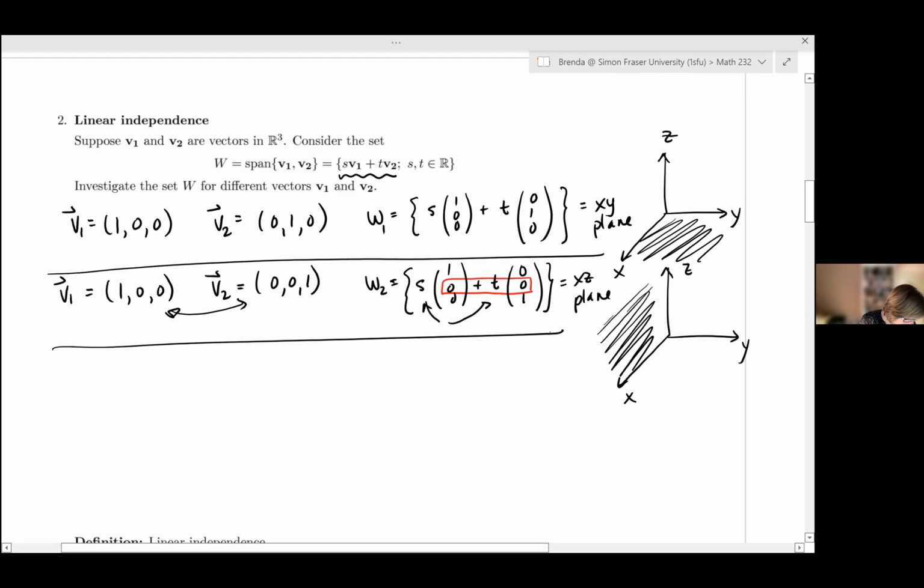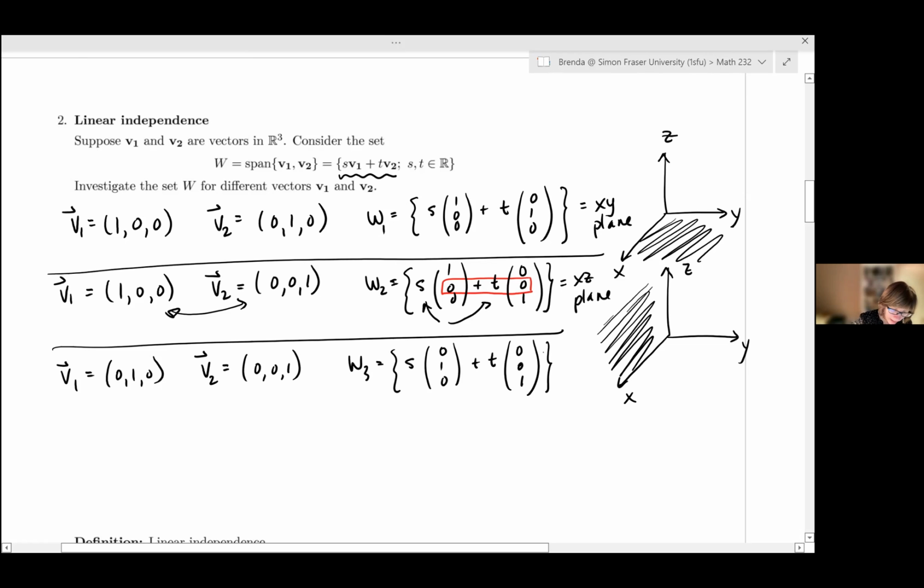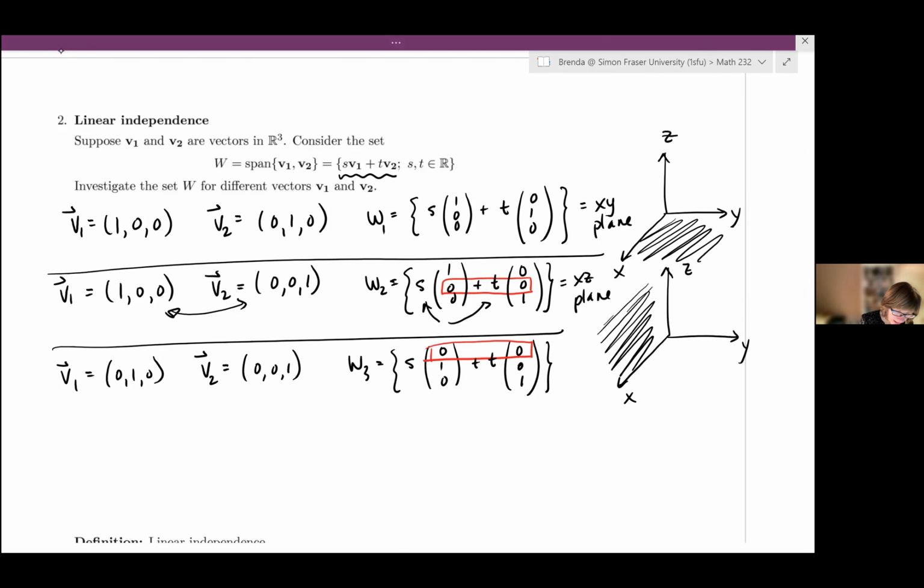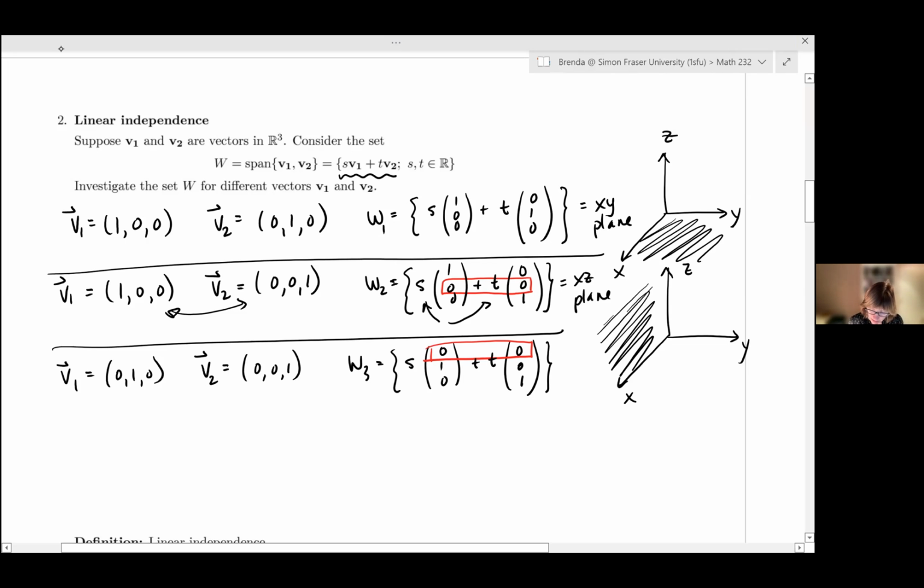Let's do the final version of this. What if I chose V1 to be equal to (0, 1, 0), and then I chose V2 to be equal to (0, 0, 1)? Then W3, our next version of this, is going to be all linear combinations of (0, 1, 0) and (0, 0, 1). And here we've got the situation where no matter what we change S and T to, the X component will be 0. Let's draw that one out. We have here X, Y, and Z. The X component is 0. So we are here, the YZ plane.